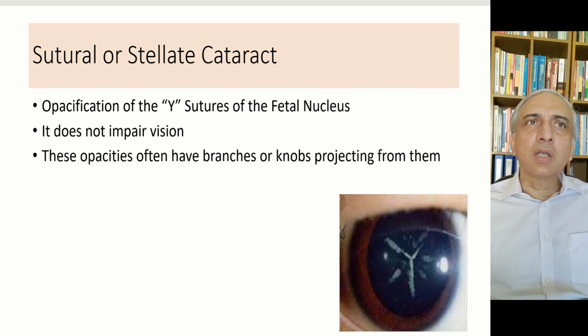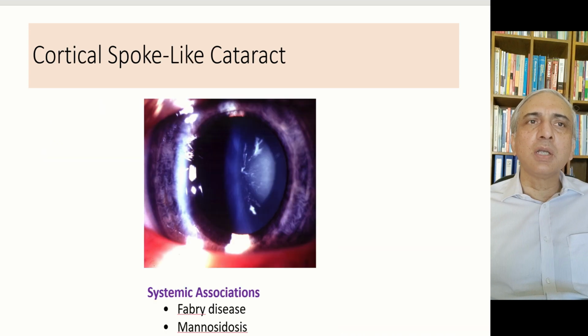Then we can get cortical spoke-like cataracts, which are associated with Fabry disease or mannosidosis. Here we can see the spokes which are present. This is a spoke which is present, seen in the cortex.